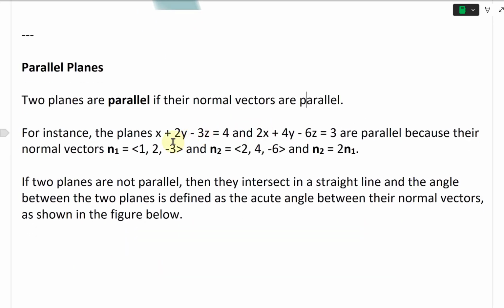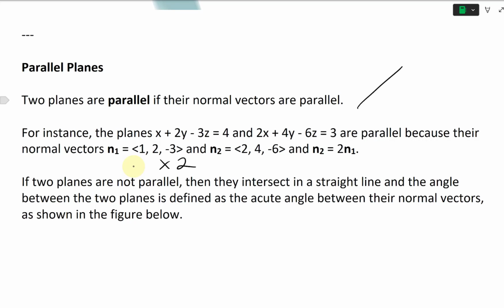So for instance, the planes x plus 2y minus 3z equals 4, and 2x plus 4y minus 6z equals 3 are parallel because their normal vectors are n1 equals (1, 2, -3) and n2 equals (2, 4, -6). You can see these are just multiples of each other. These are parallel because you're just scaling by 2, multiplying every component by 2. So it's exactly parallel.